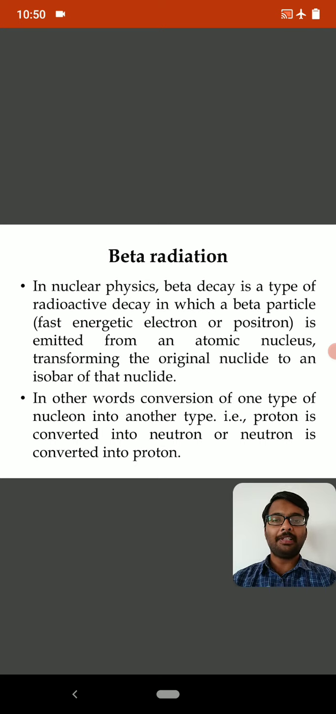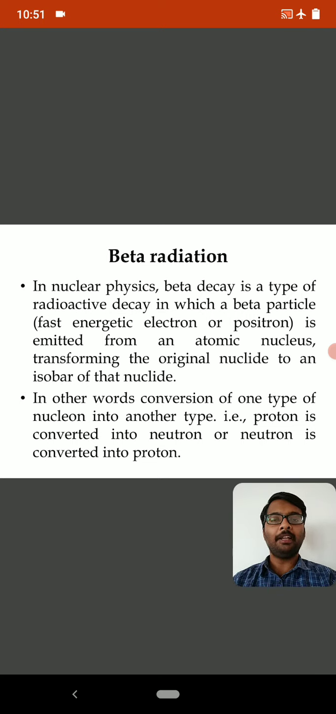In nuclear physics, beta decay is a type of radioactive decay in which a beta particle, which may be either an electron or a positron, is emitted. A positron is nothing but the antiparticle of the electron. It means the properties of the positron are all the same in comparison with the electron, but the only difference is that it has the opposite charge of the electron. The electron is denoted by e minus, whereas the positron is denoted as e plus.